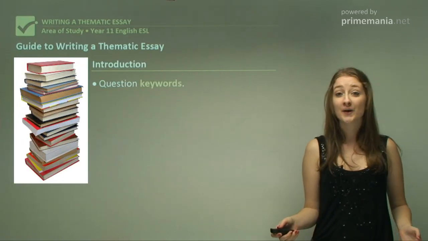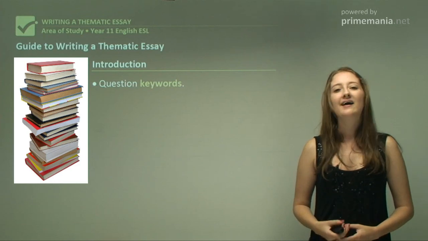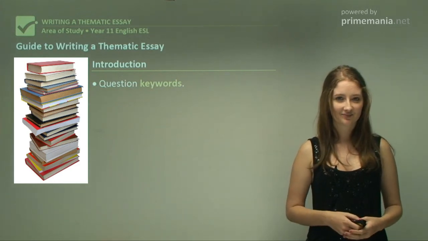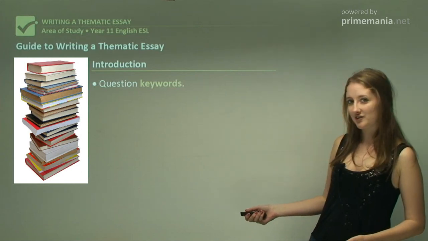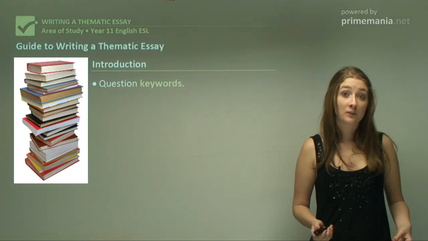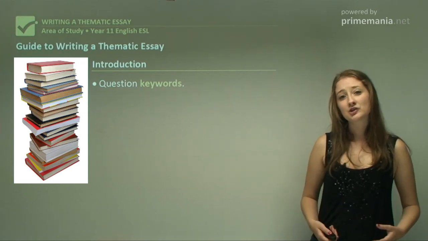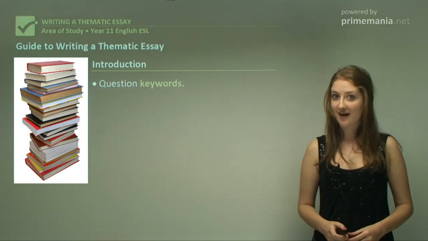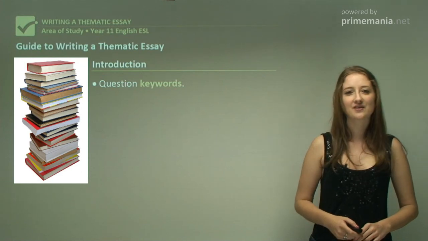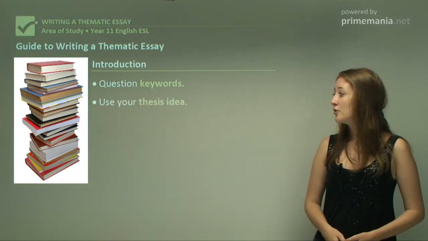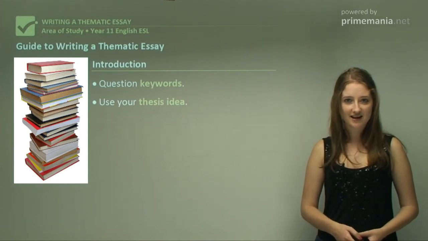So let's go through each element of this structure and really dissect how you can write the best possible essay. So, we look at the introduction. In the introduction, you really want to be including the key words from the question. This really makes sure that the marker knows that yes, you're answering the question and not just writing down any essay which you've memorized at home. You're then making sure you use your thesis idea.